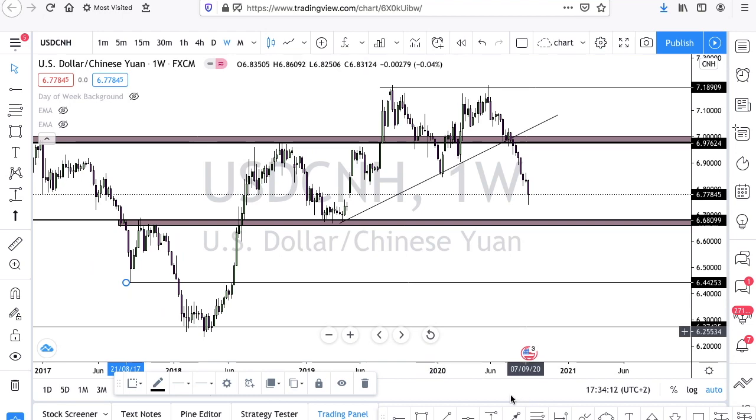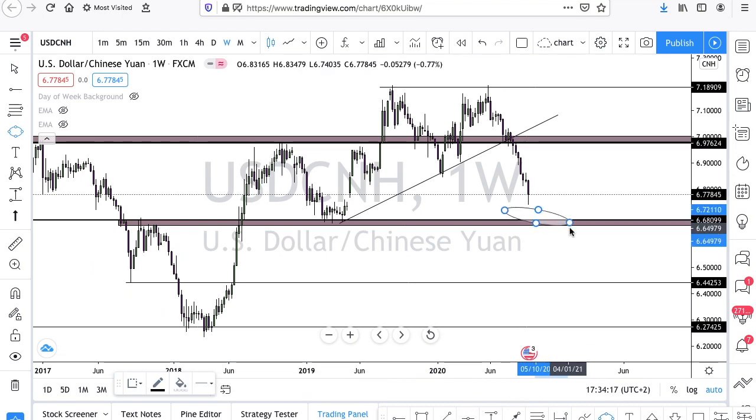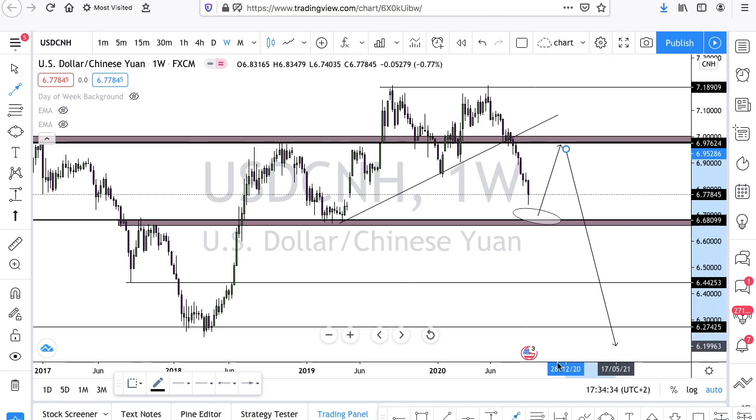So what I'm seeing is when price reaches this level at 6.68, we need to watch and see what happens here. Two things can happen here. Price can reject and test this level again, then continue down, or it might just range in this area and continue down.